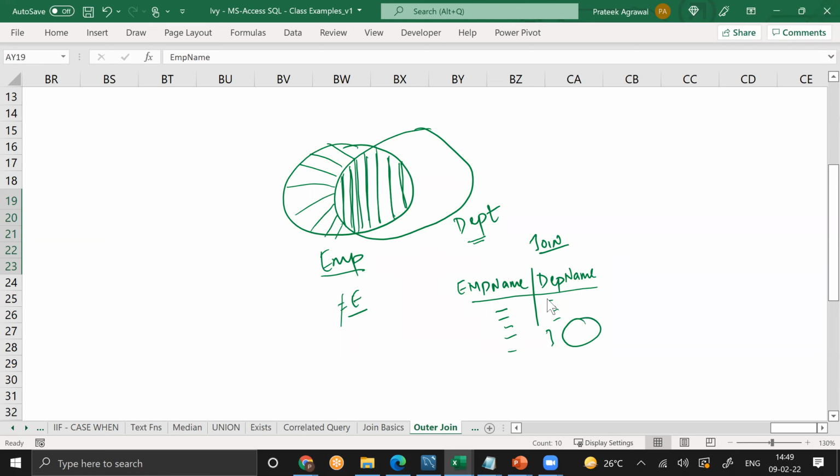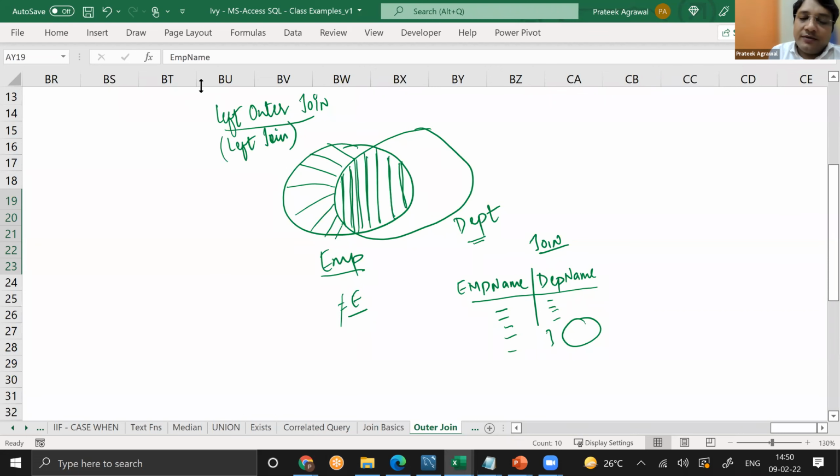This kind of an operation where we say we want all the rows of the left table, including the matching rows from the right table. What did I say? All the rows of the left table, including the matching rows from the right table. This kind of an operation is called what? Left join. Left outer join or left join.